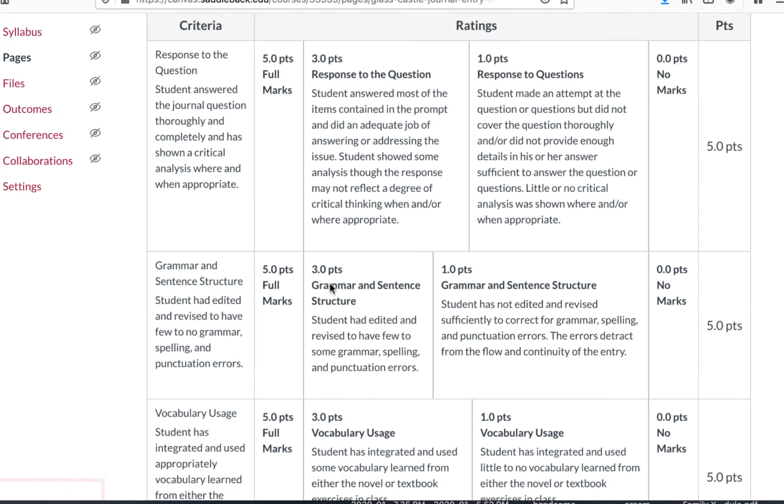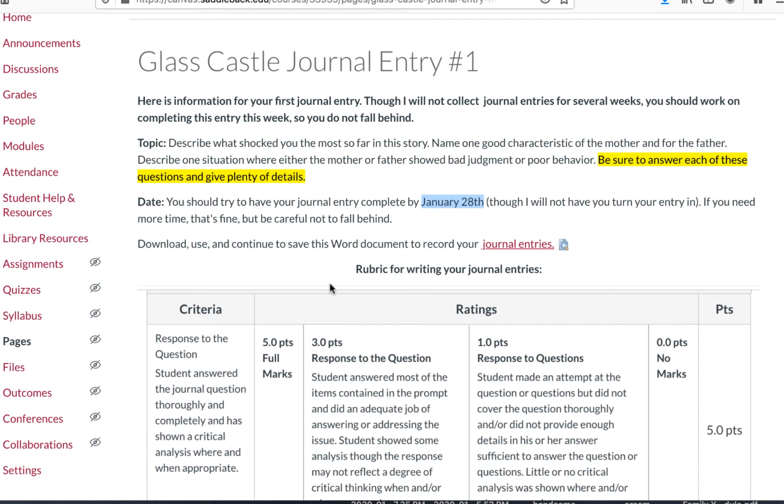So how do you keep a journal? Well, you can open up your own Word document and keep the journal entries yourself, but I've given you one that you can download here. And if you want to actually write in the journal, you click on the link here, and this will bring it up in Word, okay?